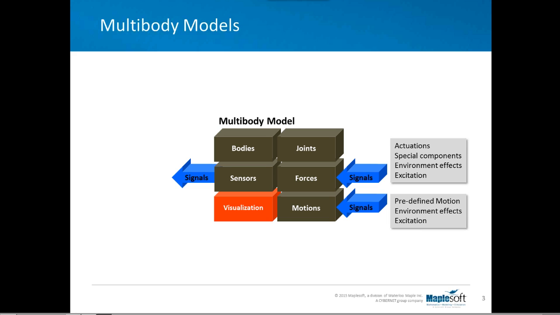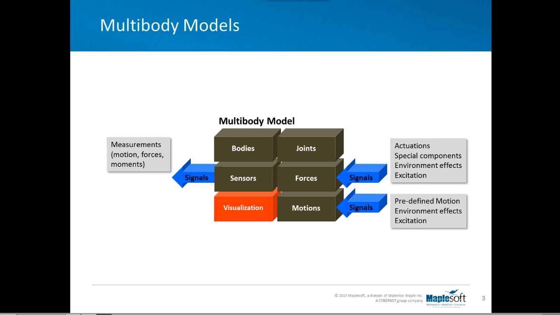Sensors will then provide signal output, real number values that the user can plot and also examine against known limits to evaluate the behavior of the model, on top of just looking at the way it moves. The signals coming out of sensors could be motion, as in rotational or translational position, velocity, and acceleration, and also forces and moments. They can all be sensed.